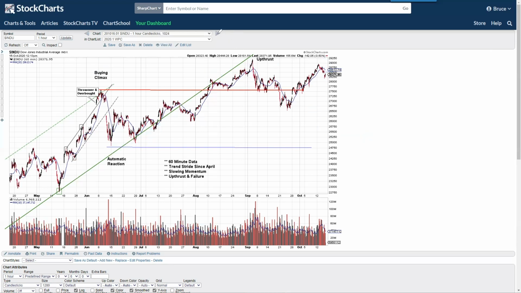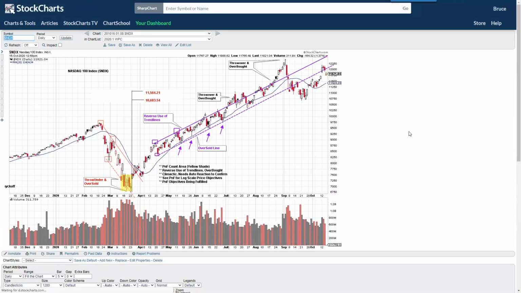Okay, and now let's move on. Here is the NASDAQ 100. The NASDAQ 100 has this important stride that really defines itself in April, May. This is reverse use of trend lines. We've looked at this chart repeatedly going back into the early part of the year. What I really want to show you here is this decline out of the channel after a buying climax and up thrusting action, which is an overbought condition, and then a return back below. Now it's rallied back up to the underside of the channel and now has turned back down off of that.